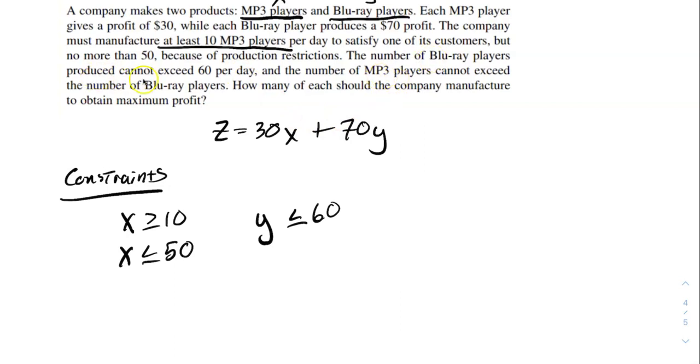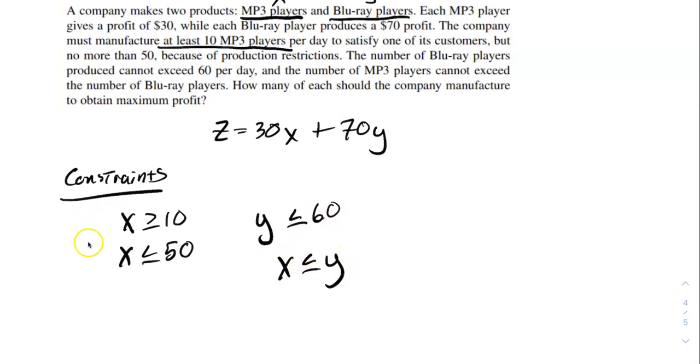The number of MP3 players, that's X, cannot be bigger than the number of Blu-ray players. So X must be less than or equal to Y. These are all our constraints. X must be at least 10 but at most 50, Y must be at most 60, and X must be less than or equal to Y.